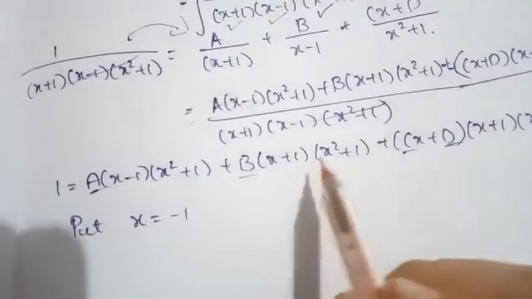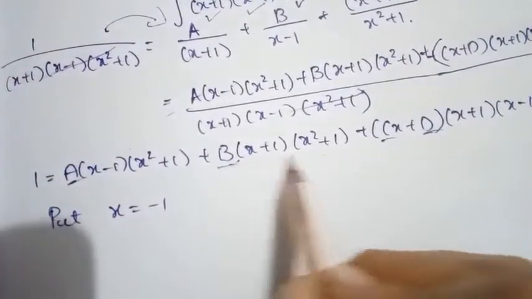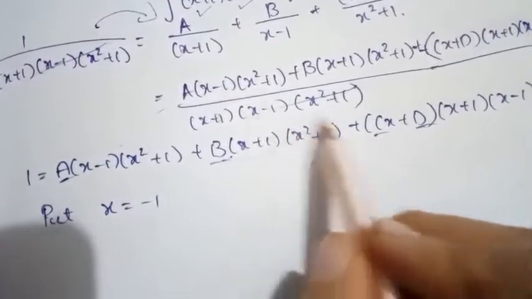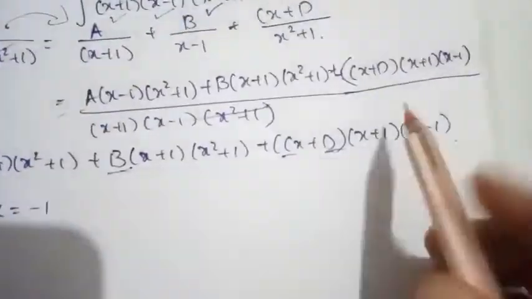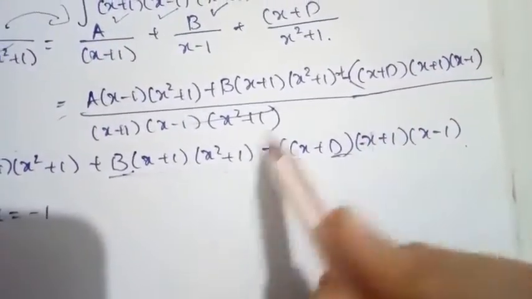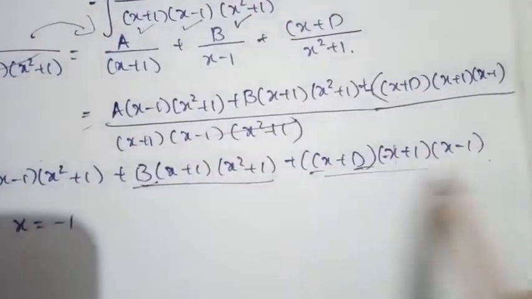1 plus 1 we are going to get 2. So this term is going to be vanished off. Minus 1 plus 1 is 0, so this term is vanished off, and minus 1, yes, again this term is vanished off. So clearly this term and this term are going to be vanished off when I take x is equal to minus 1.